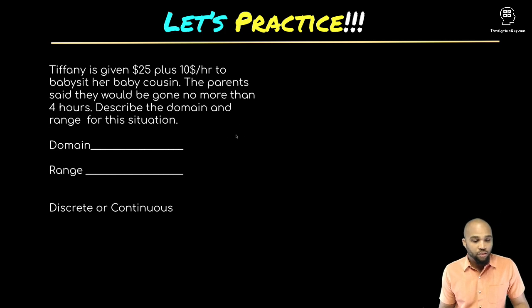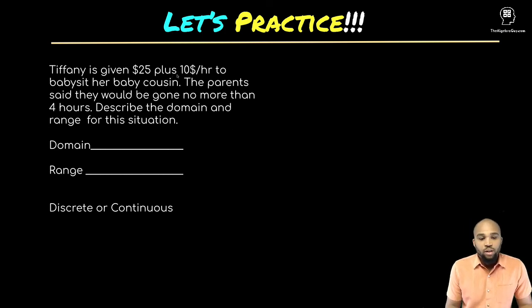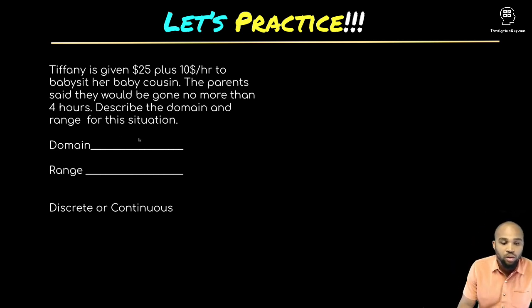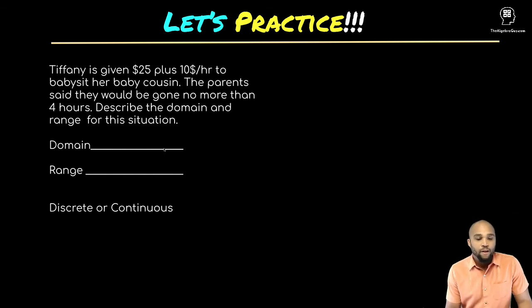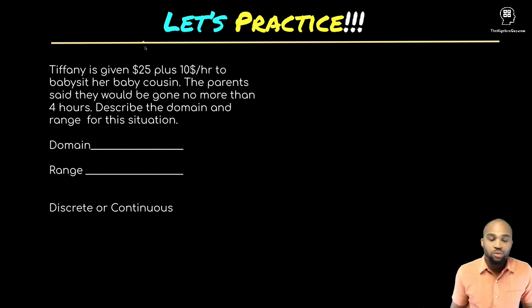However, this is going to be a little bit different. Tiffany's given $25 plus $10 an hour to babysit her baby cousin. The parents said they will be gone no more than 4 hours. Describe the domain and the range for this situation. First thing that comes to my mind is wanting to draw an equation to represent this. So I know that we're going to let y equal the cost or the payment she's getting, and we're going to say x is the hour. So this y is the payment she's getting.